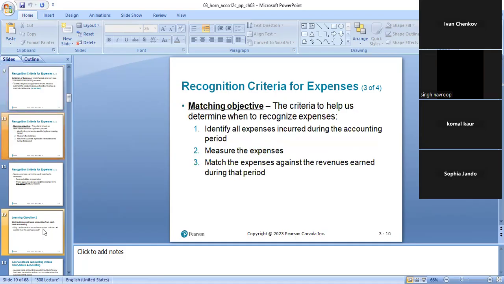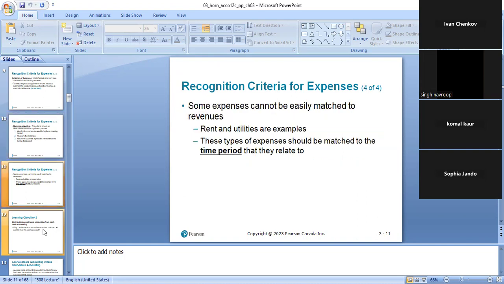The main objective is to help us record the appropriate expenses into the appropriate period. So we're going to identify all the expenses during the period of accounting. We're going to measure the expenses, and we're going to match the expenses against the revenue earned during that period.